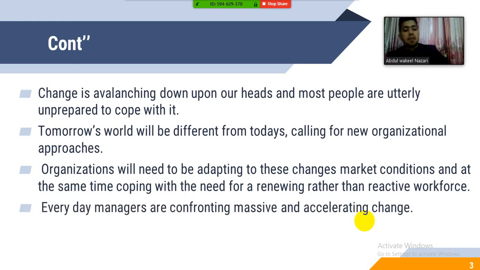Every day managers are confronting massive and accelerating changes. Because managers, you have to look around yourself. Every day you have to see and observe the market. What is going on? Get the information from your R&D department. Go practical to the market and observe them. Sometimes being a manager, you have to come down and work directly with the customers and ask them what changes they want you to bring.